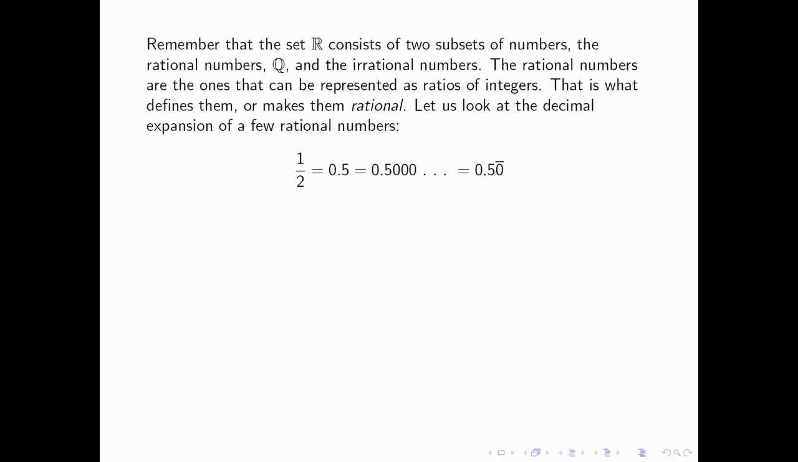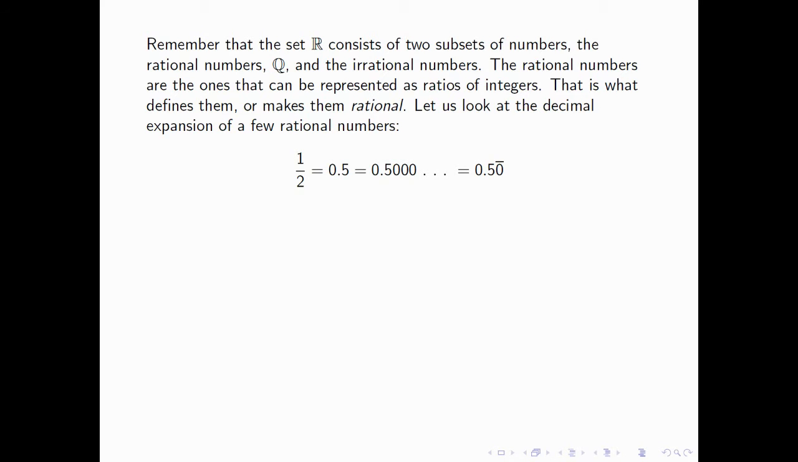Now, I'm going to remind you what we mean by the set R. The set of real numbers consists of 2 subsets. The first of these subsets is the set of rational numbers, and the second is the set of irrational numbers, right? There isn't a standard symbol for the set of irrational numbers, and we don't need such a symbol. So we will talk about this without a symbol for the irrationals.